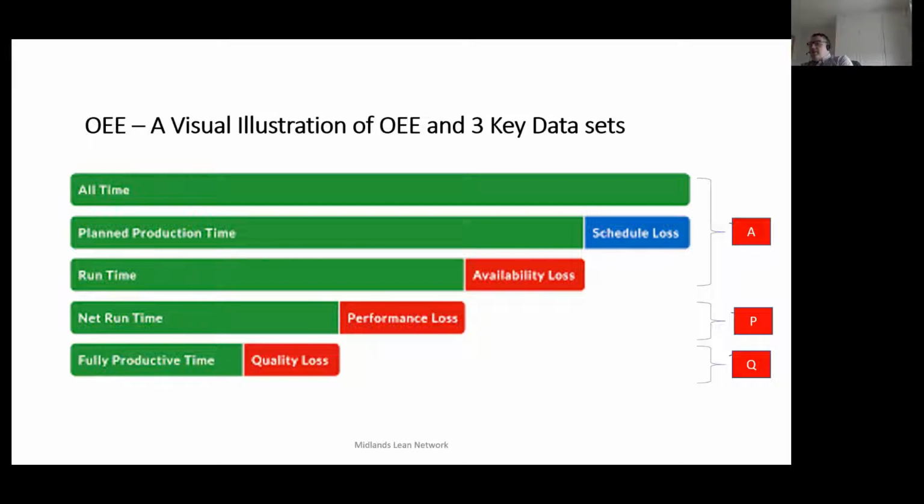Our run time then is where we take a look at, this is the first or A calculation here, the run time is where we look at how much we actually got clean runtime from the planned production time we have there, and that gives us our A figure.